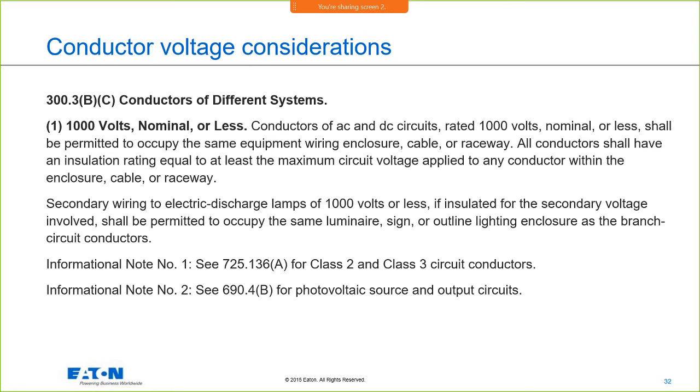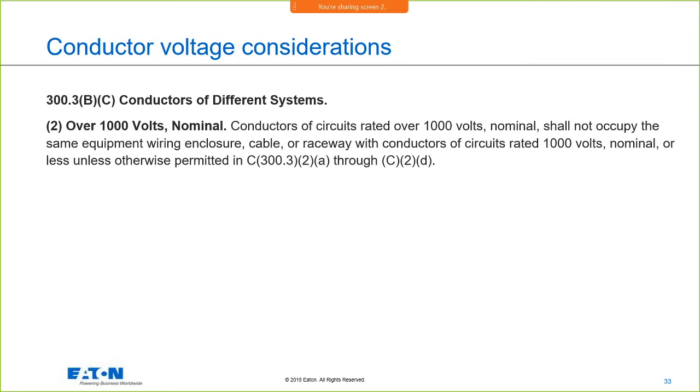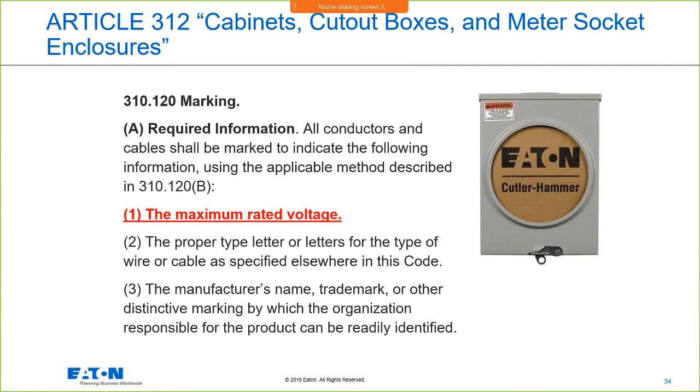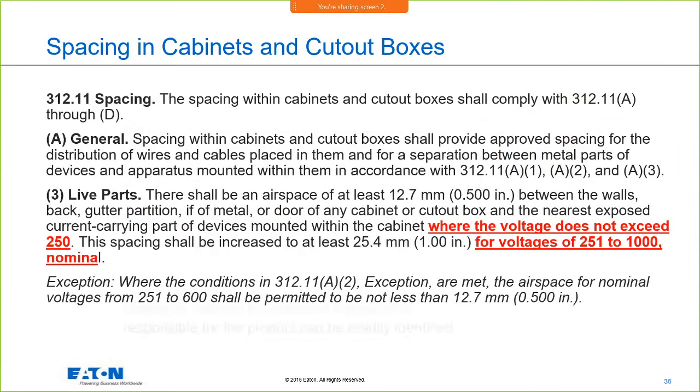Conductors of different systems. I'm not sure why I put this in there. Again, this is just voltage consideration. What I'm trying to help you understand is it's not just circuit breakers. Every component that you have, wire, control panels, breakers, fuses, no matter what it is, is going to have voltage ratings and you can't misapply that. This is just up in Article 300 talking about general requirements around those conductors. Again, all equipment is going to have a voltage rating. It'll have to be marked with the maximum voltage ratings.